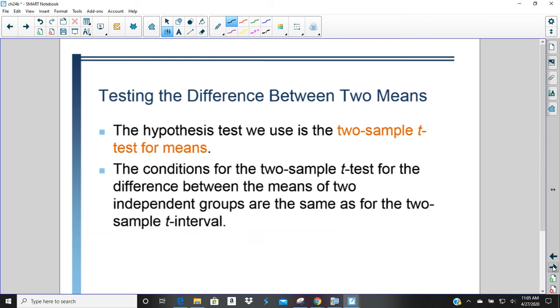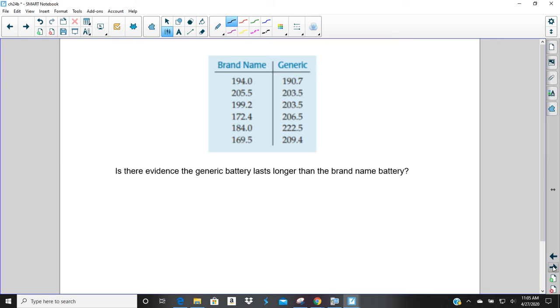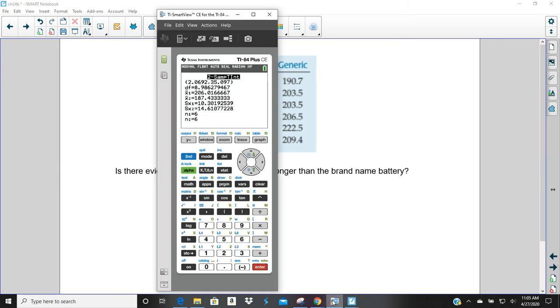So the two sample t-test for means is going to be similar to what we did for two proportions. We have to find the conditions, which we just found for the battery problem. And we want to make sure they're independent groups. And here is the question: is there evidence that generic batteries last longer than the brand name batteries? So I'm going to go back to my data. We already found the conditions. Conditions have been met. We're going to use a two sample t-test.